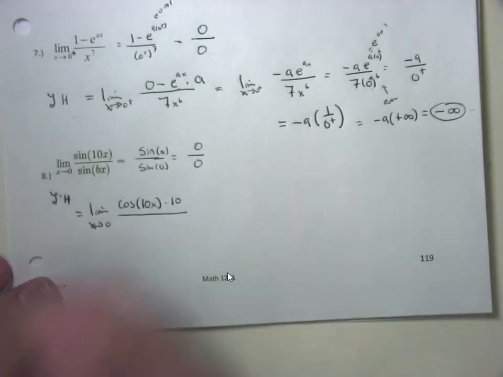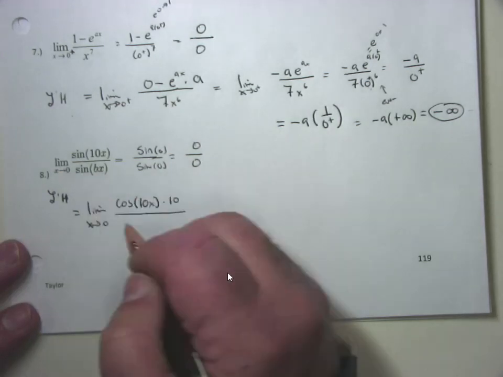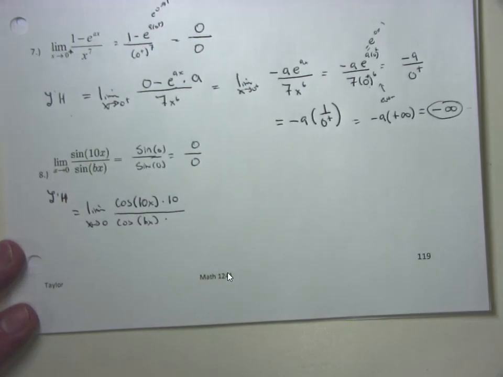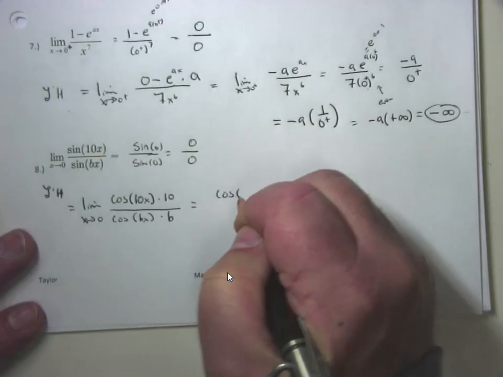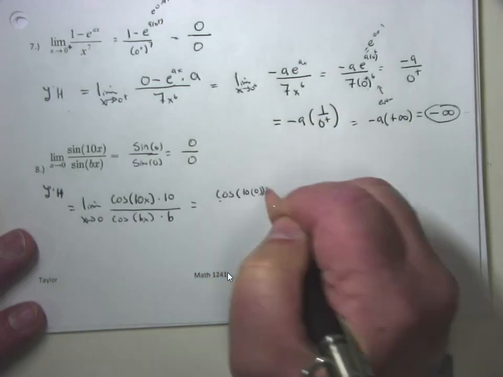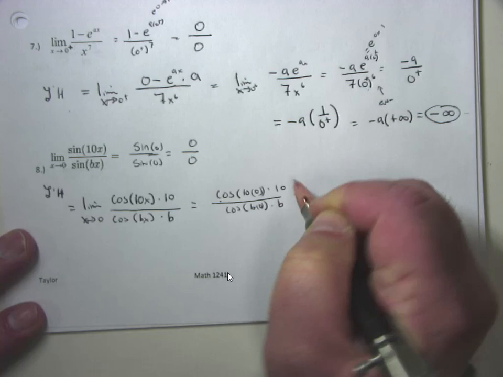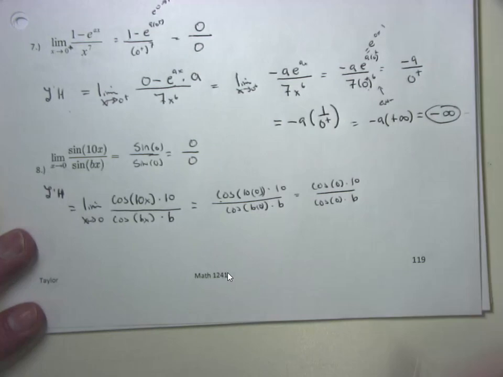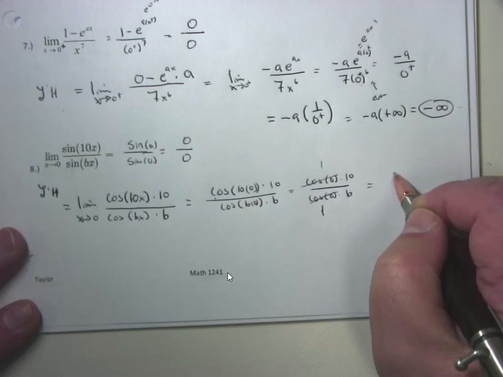Divided by, what is the derivative of the sine of bx? Catch a pattern. Well, chain rule again, the derivative of sine is going to be cosine of the inside stays the same, bx, times derivative of the inside. What's the derivative of b times x? Just b. Now plug it in. This would give you the cosine of 10 times 0 times 10 over the cosine of b times 0 times b. Well, that's the cosine of 0 times 10 over the cosine of 0 times b. What's the cosine of 0, though? 1. So the answer is 10 divided by b.